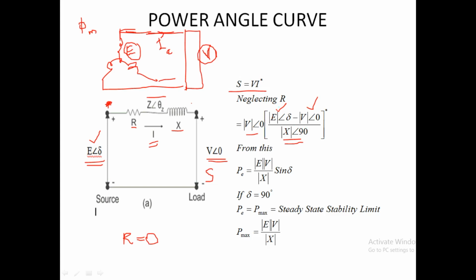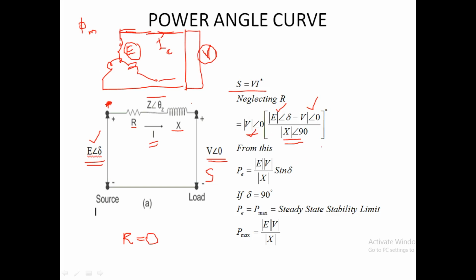So this will be |E|/X ∠(δ−90°) minus |V|/|X| ∠−90°. Taking the conjugate means |E|/|X| ∠(δ−90°) will become ∠(90°−δ). All the angles will become their reverse, just reversing that order. And |V|/|X| ∠(0−90°), that negative will become positive, so 0−90° will become +90°. That is the only change happening when we are taking the conjugate, and we are multiplying with this V∠0.